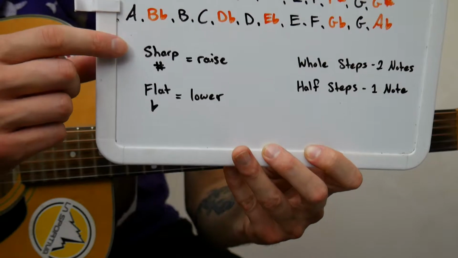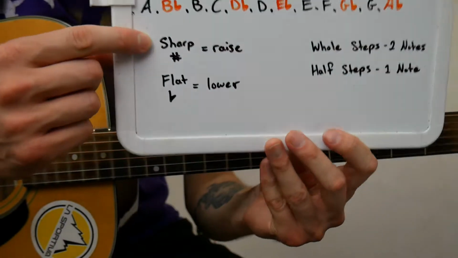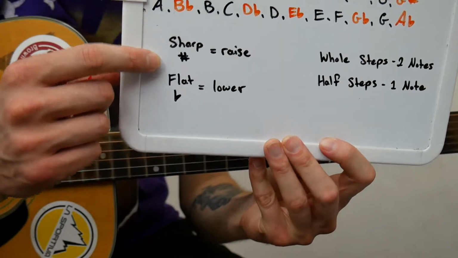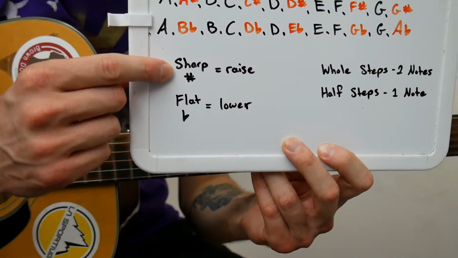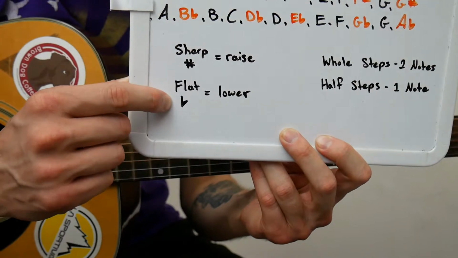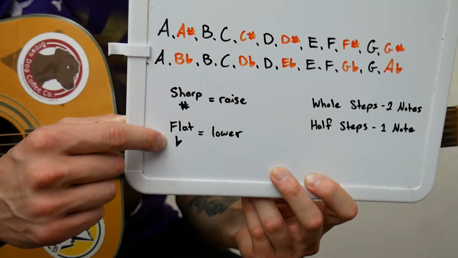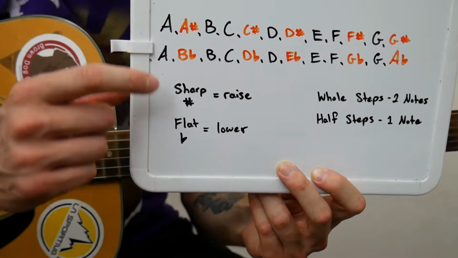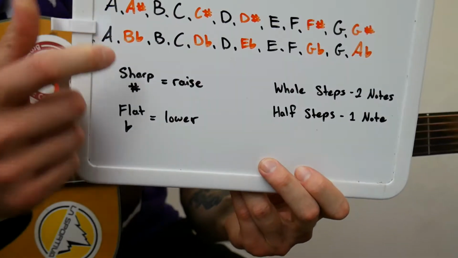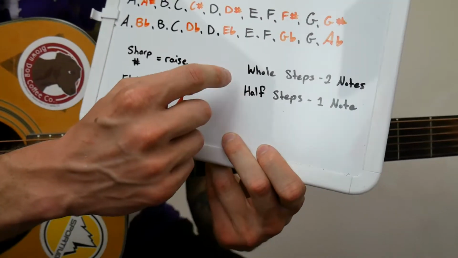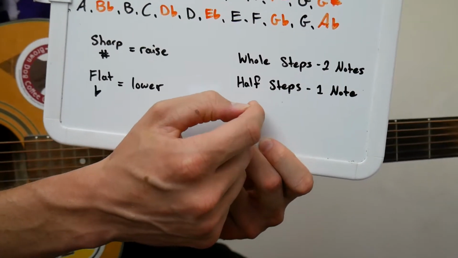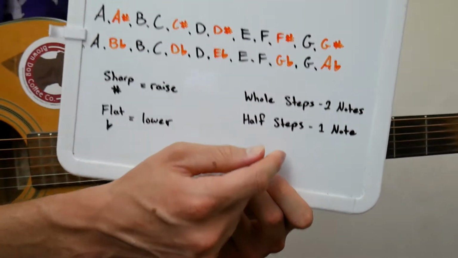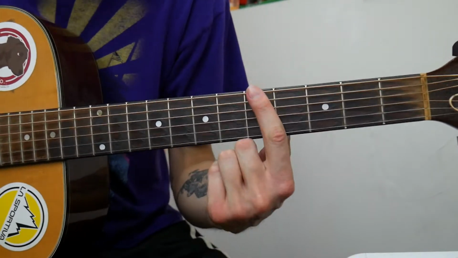So, as I wrote down here, a sharp is when you raise a note, a flat is when you lower a note. That little symbol right there is the symbol for a sharp. That symbol right there is the symbol for a flat. Okay? So you got sharps and flats. And also right over here, a whole step is when you go up 2 notes, and a half step is when you go up 1 note. Okay. So like I just showed you, we got this A here.